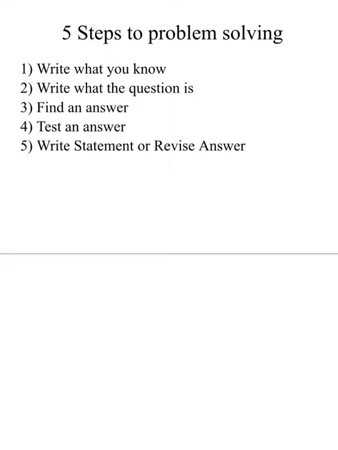So there are 5 steps to problem solving. And by the way, this works in any type of problem. In fact, I learned this from computer science. No one actually ever taught me this in math or physics. So the 5 steps. Write down what you know. Really important. As soon as you've written down what you know, it stops being a word problem.